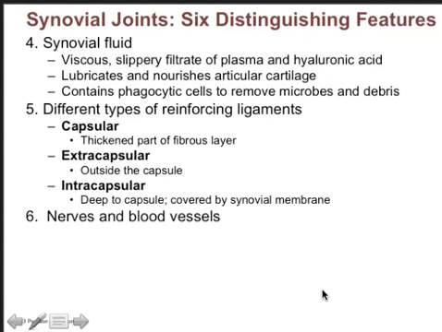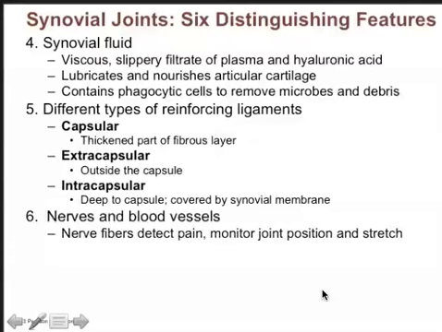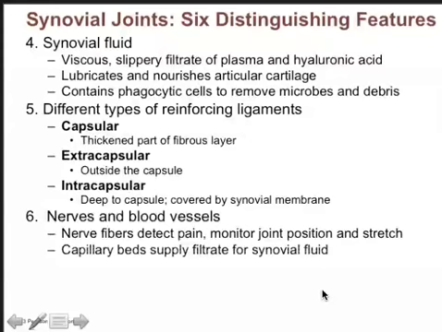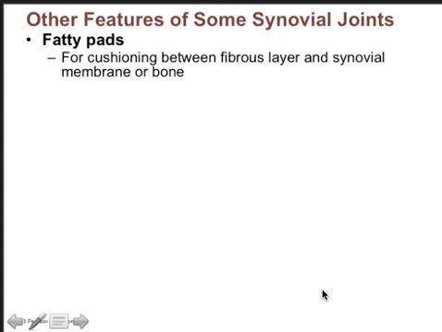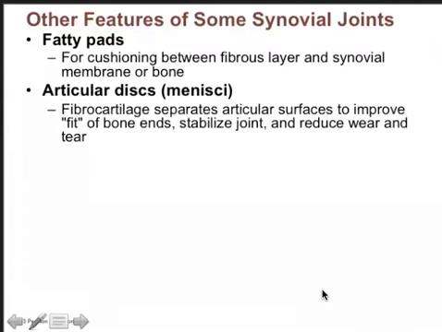There are also nerves and blood vessels. The nerve fibers are there to detect pain and monitor joint position and degree of stretching. And then there are capillary beds that supply filtrate for the synovial fluid. Other features include fatty pads for cushioning between the fibrous layer and the synovial membrane of the bone, and articular discs or meniscuses, or menisci, and these are fibrocartilages that separate articular surfaces and improve the fit of bone ends. It also helps to stabilize the joint and reduce wear and tear.